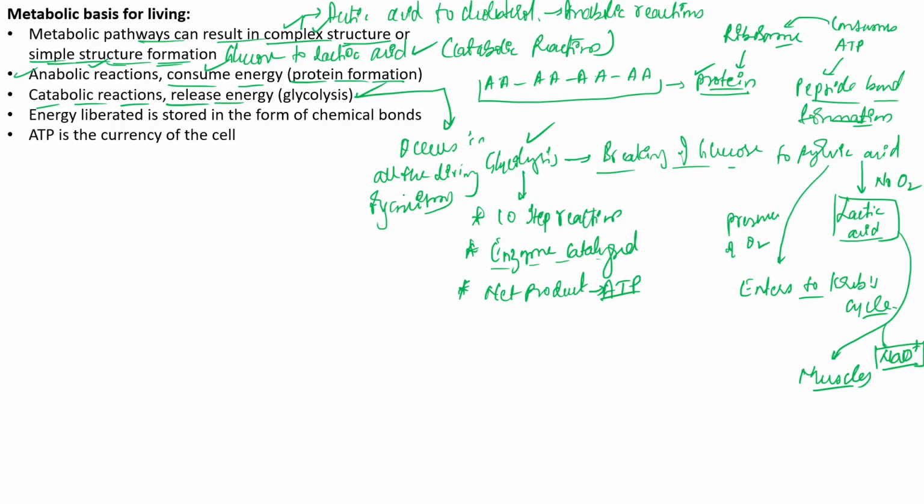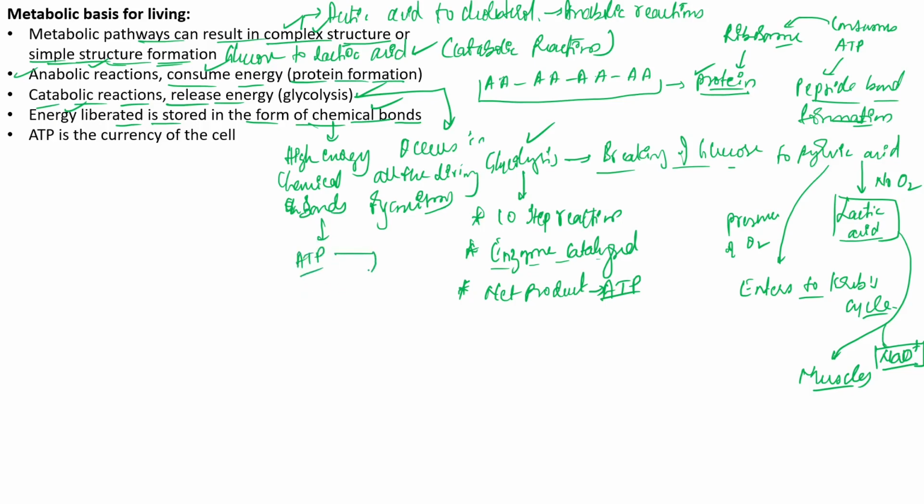And ultimately, the energy that is liberated from the catabolic reactions is trapped in the chemical bonds. That is what we are seeing over here. All of this energy that is liberated or generated is actually stored in the form of chemical bonds. These chemical bonds are called the high energy chemical bonds. Generally such a molecule is called the ATP.